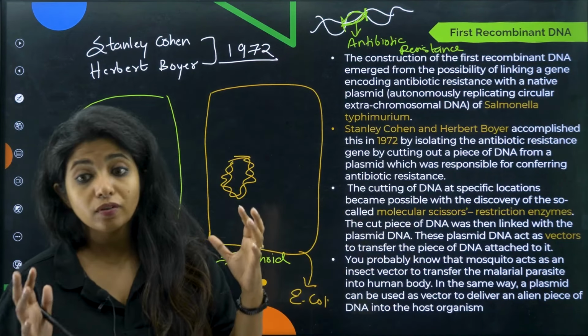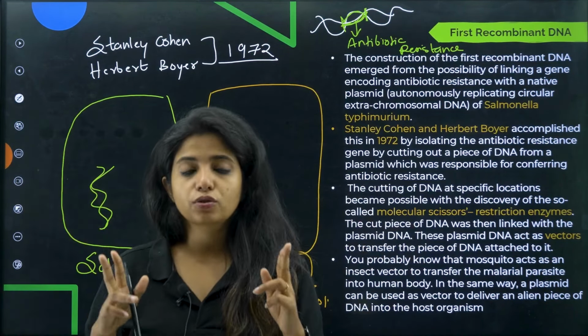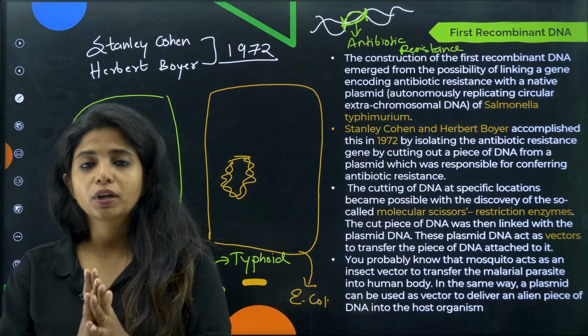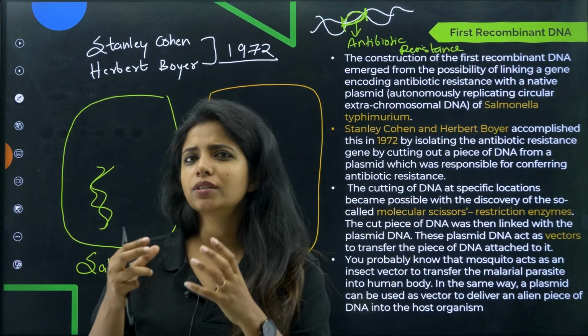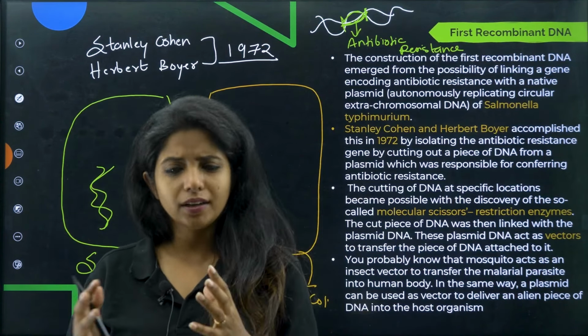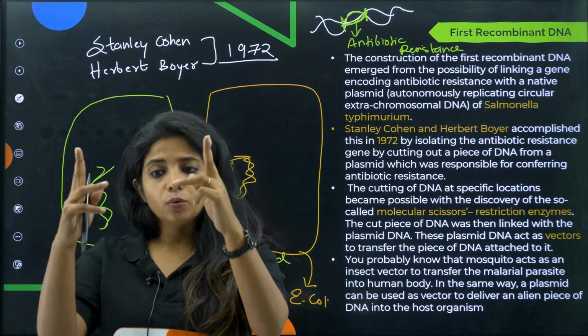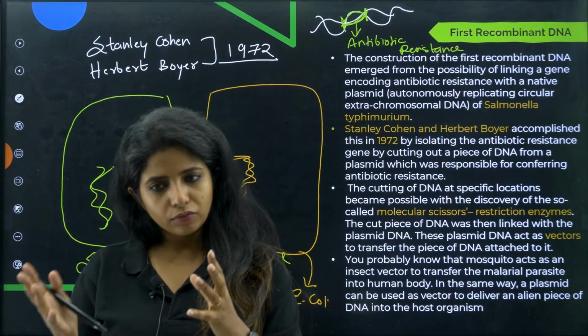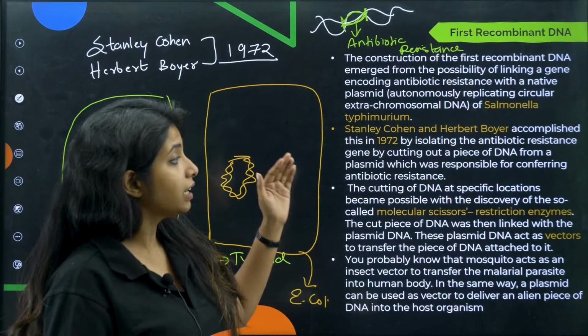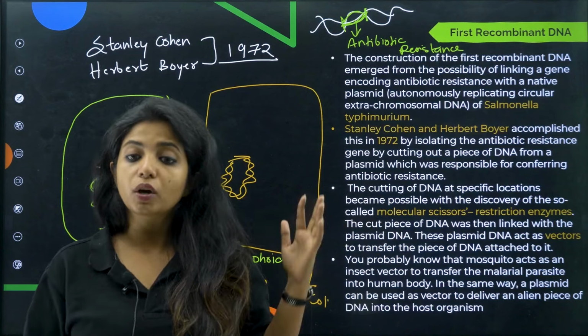restriction enzyme. And this is also very much important. The restriction enzymes that you saw, the restriction endonuclease that I taught about, you call them molecular scissors. Molecular scissors, why? Molecular as in DNA, RNA, they're dealing with that. And scissors as in they're going to cut. So molecular scissors, you call them restriction enzymes. And cutting of DNA was possible because of them.